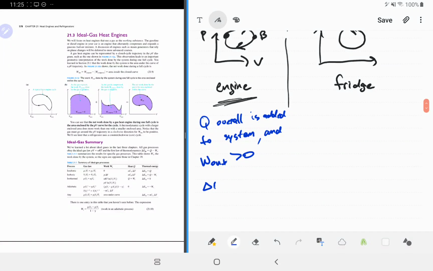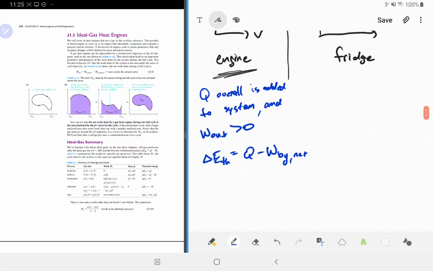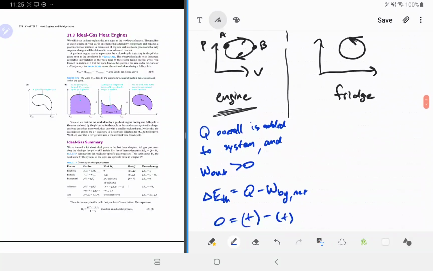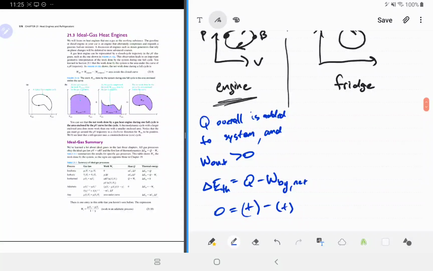Okay, so in one whole cycle, delta E thermal is 0. So it's Q added to the gas minus the net work done by the gas, adding up all the steps in the cycle. So this is a positive number minus a positive number, and then you get back to your original point, 0. This is exactly what an engine is, right? You give the system heat, and it does work. And that's exactly what we want right there.